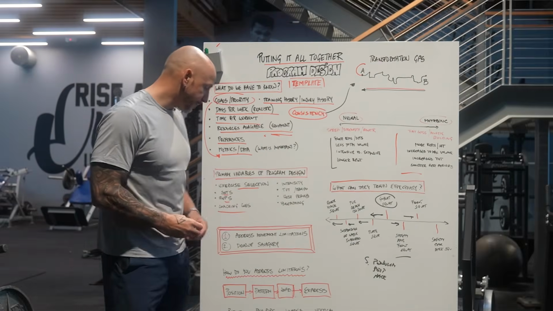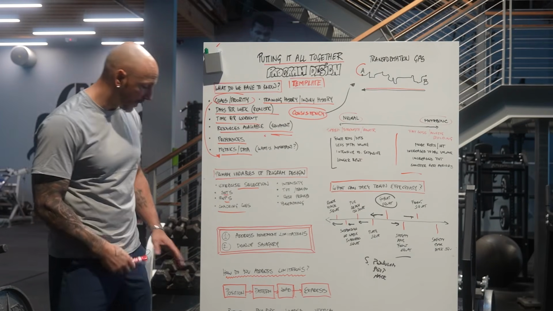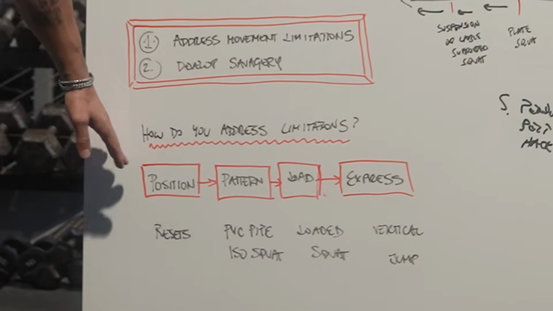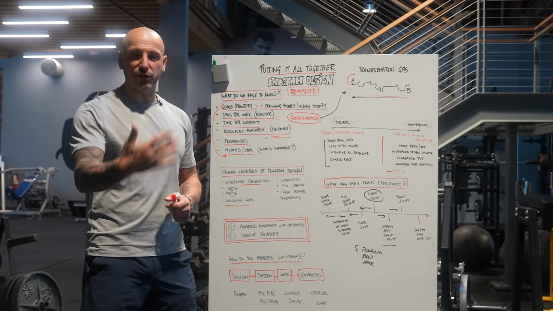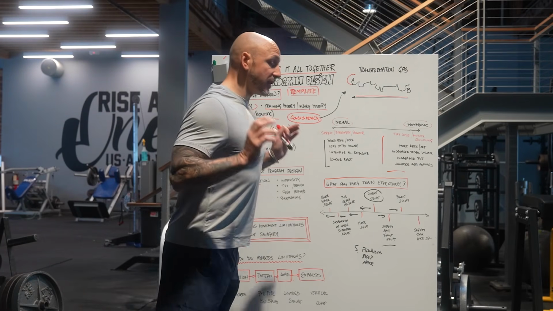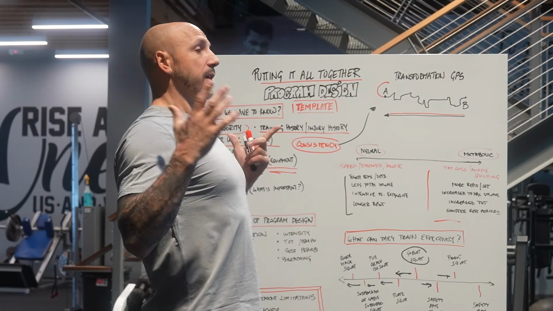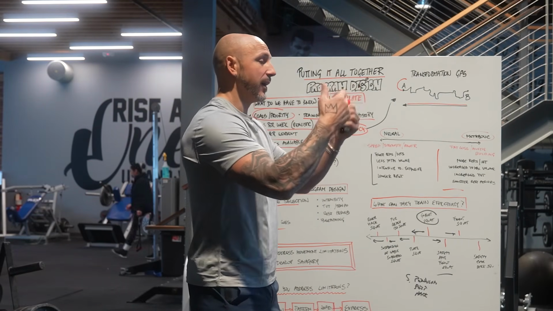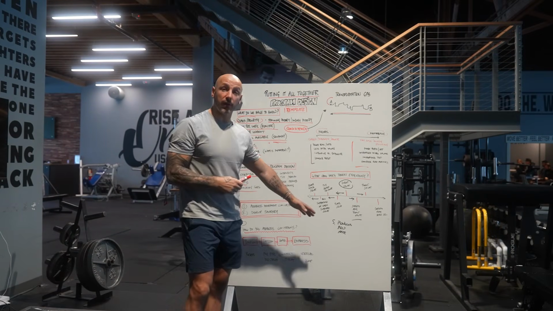Now, going back to this, how do you address limitations? I've talked about this before. We have these four different things: position, pattern, load, and express, right? So if I can't get a good position for a person, and we're going to stay with the squat, meaning they're very arched, they're anteriorly shifted, then anything I put on their back is just going to put them in a worse position. So I probably need a front option. That could be a Zercher, a sandbag, a goblet squat, a TRX, a front bar, or one of the machines, right?